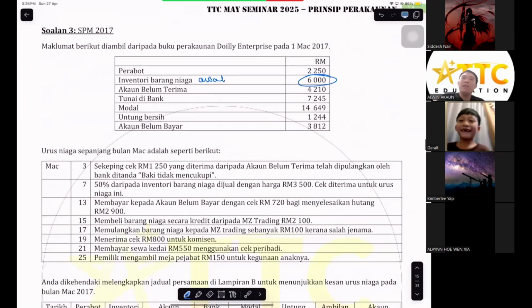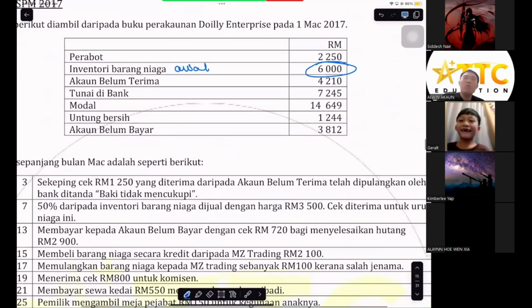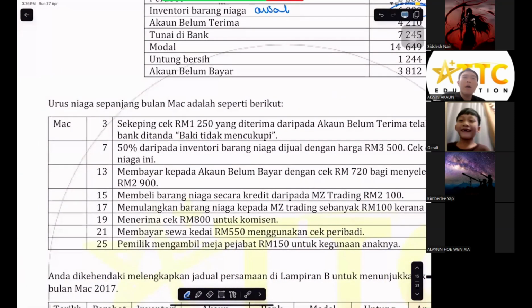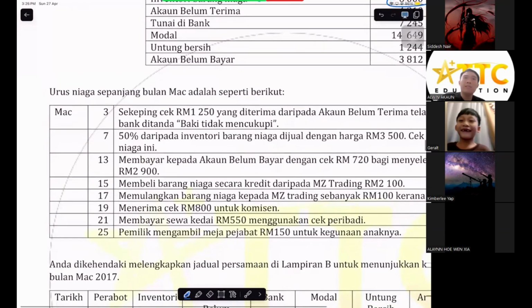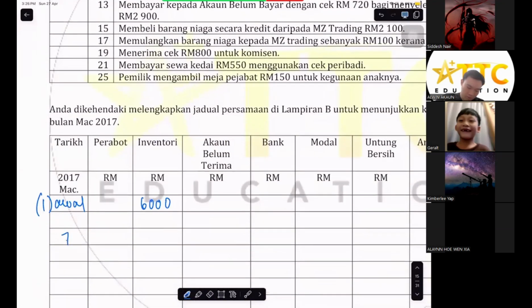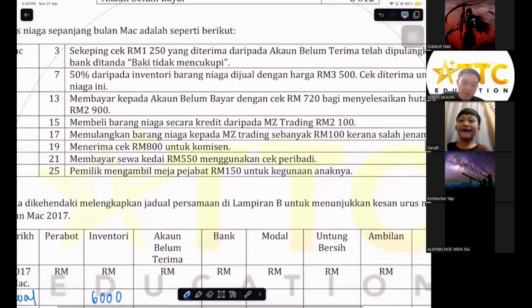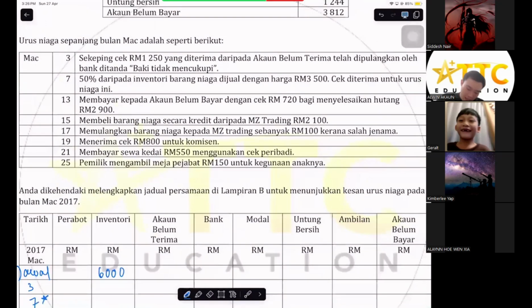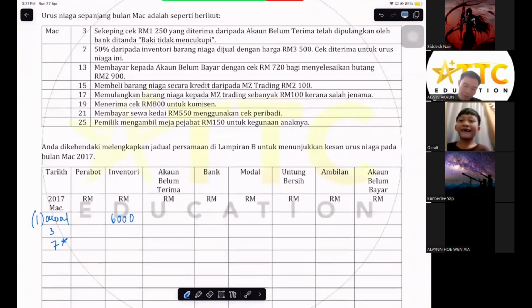And then normally you'll be thinking, how do I know how many inventory I have? And more also, I'll have to answer March 3 and then 7, this one over here. 50% daripada inventory barang niaga dijual dengan harga 3,500. You see everybody, they'll take 6,000 times 50% and you get 3,000 and then you minus off. But like, I don't know how much actually I have, how many unit I have.